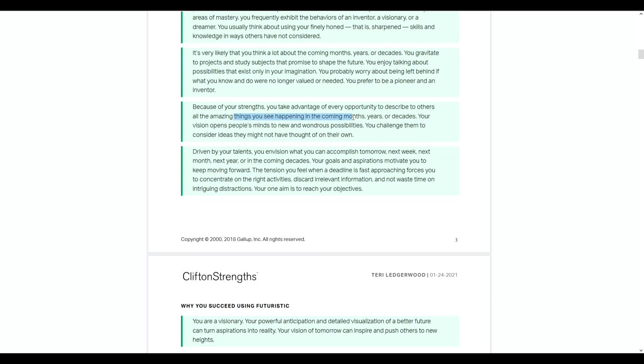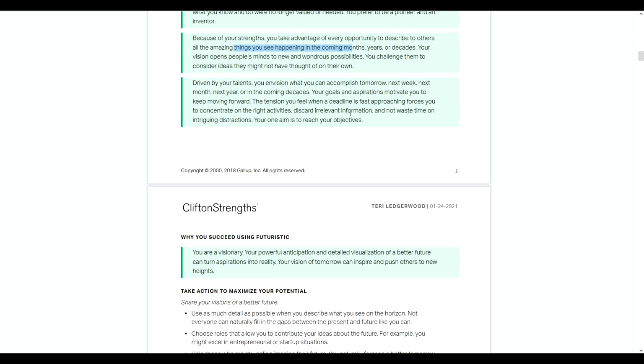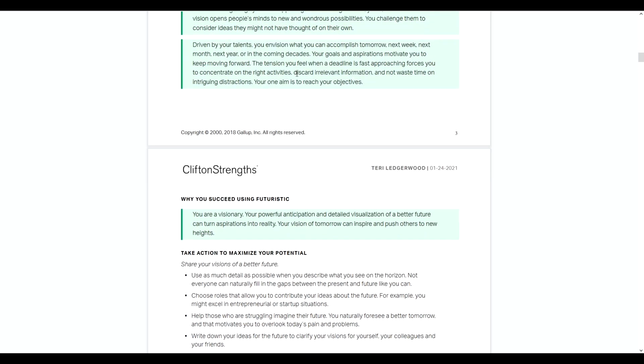I like to help other people that maybe can't see ahead. I can see how the steps kind of fall together to get them to the next stage. So I really like that. That's one of my skills that I have, or a talent that I have.